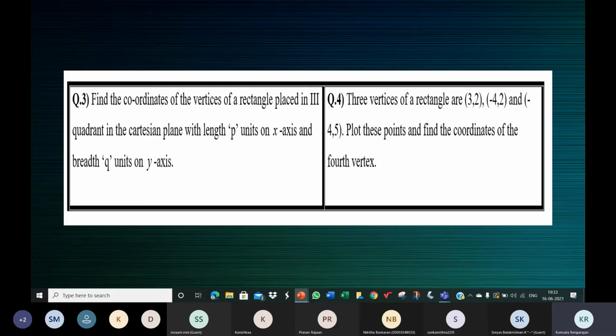Find the coordinates of the vertices of a rectangle placed in the third quadrant. The rectangle is placed in the third quadrant in the Cartesian plane. The length of the rectangle is P units on the x-axis and breadth is Q units on the y-axis. Please make a rough sketch. Draw the x-axis, draw the y-axis.